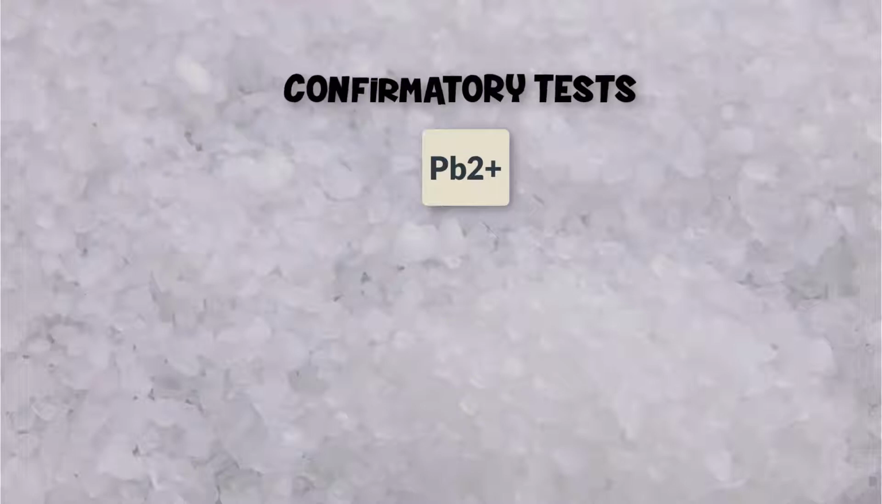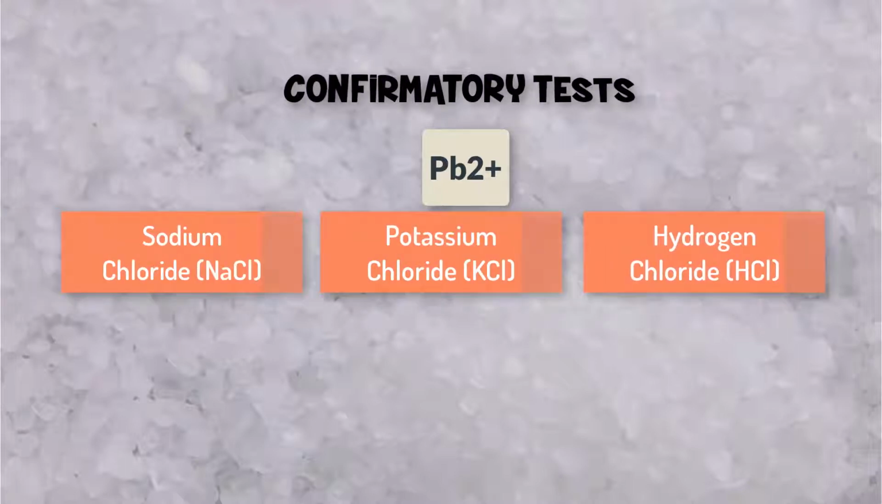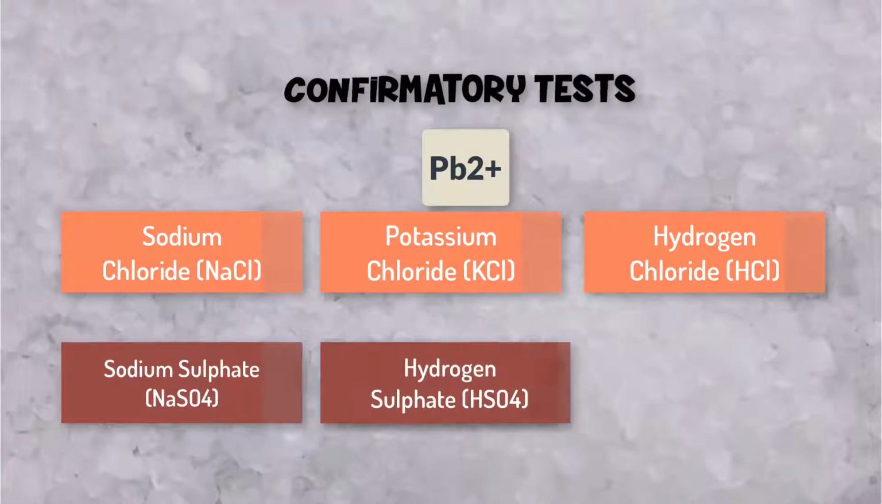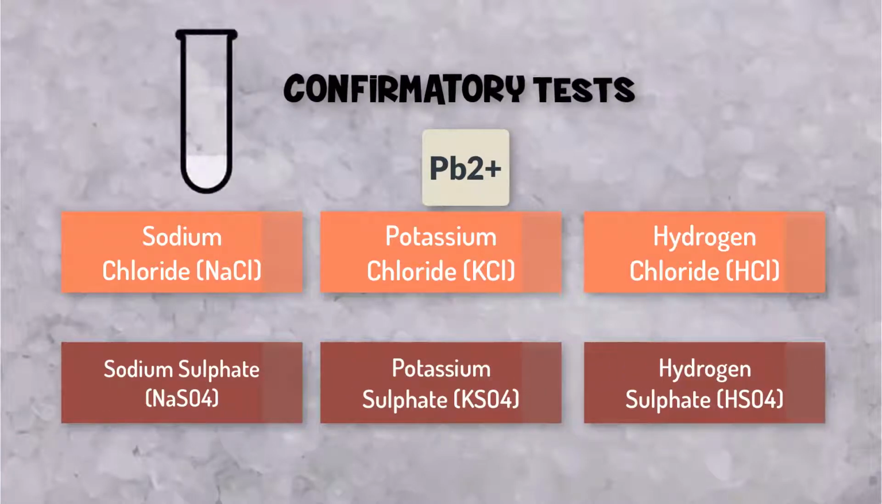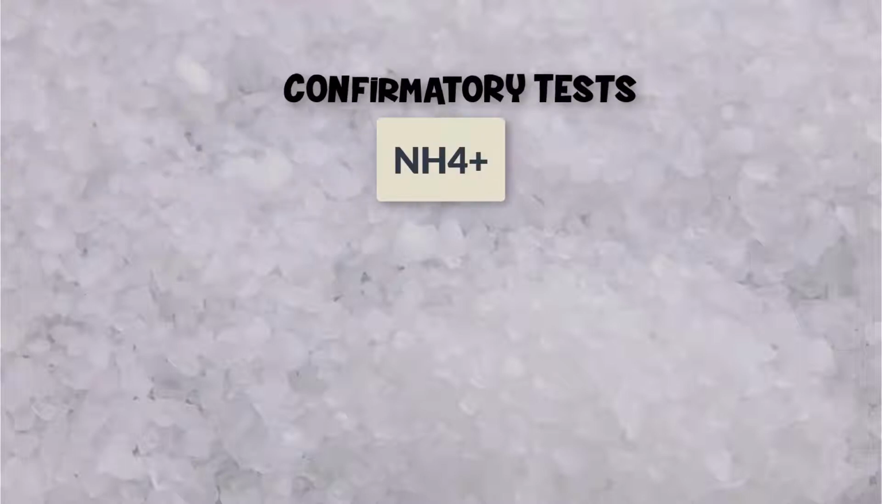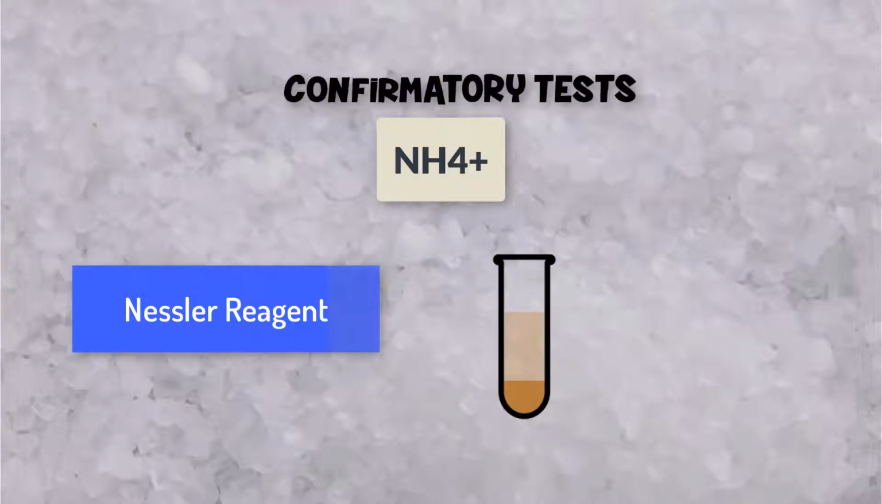There are also other specific reagents to confirm the presence of lead-2 ions. When sodium chloride or potassium chloride or hydrogen chloride or potassium sulfate or sodium sulfate or hydrogen sulfate is added, white precipitate is formed. The specific reagent to confirm the presence of ammonium ions is Nessler's reagent, which produces brown precipitate when added.